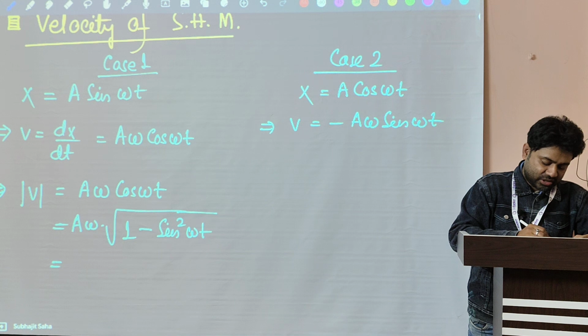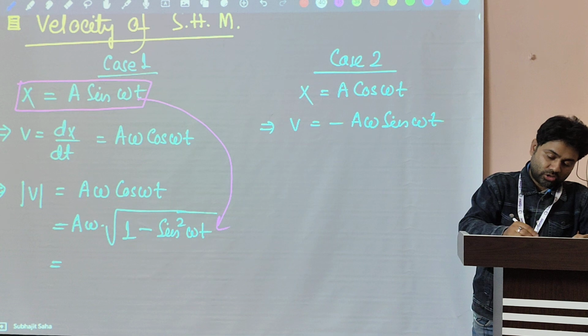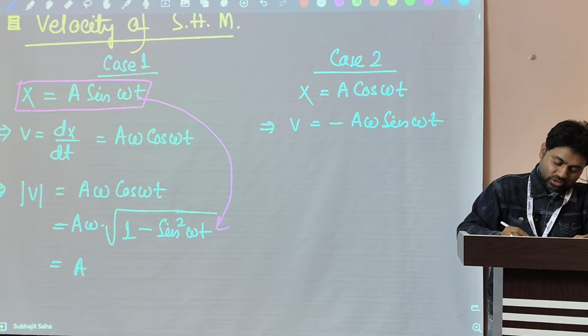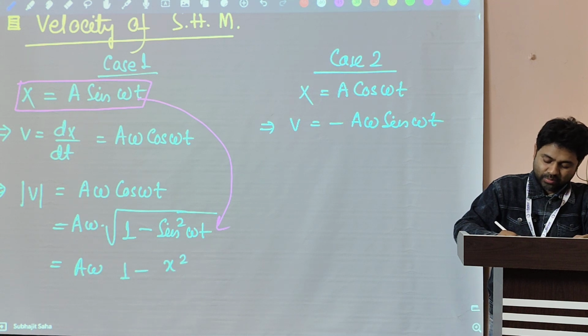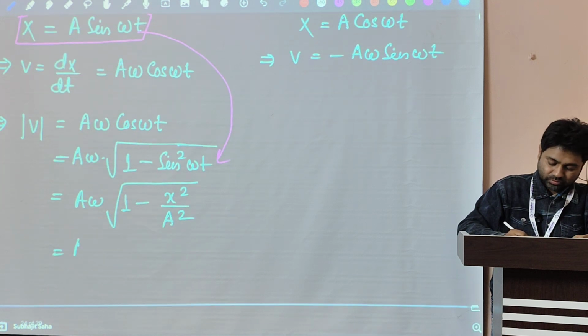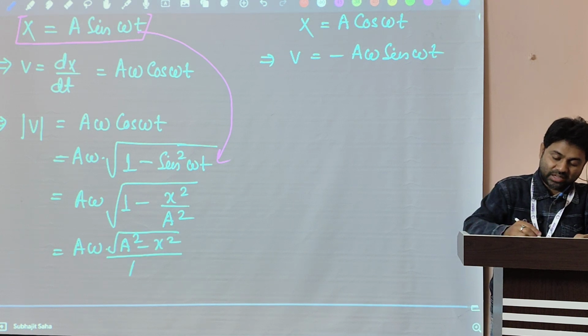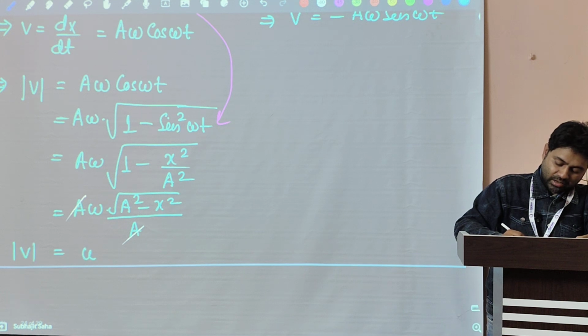Now you see x equals a sine omega t. From there you can substitute sine omega t means x by a. So sine square omega t must be x square by a square. Simplify, it's a square minus x square under root divided by a square under root, it comes out to be a, which cancels out. So magnitude of velocity can be written as omega root a square minus x square.